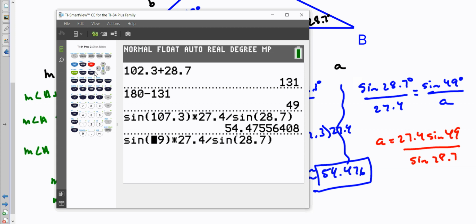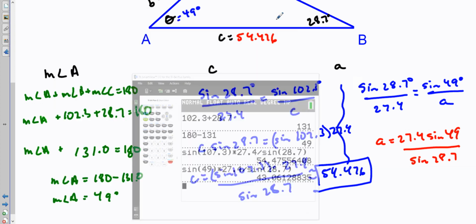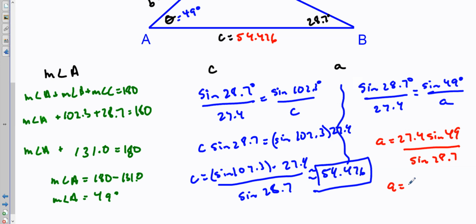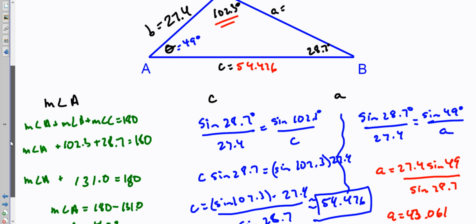Sorry, you're probably already done and you're not even watching this anymore, but that's okay. And then we have 43.063. So a equals 43.063, and that is our other value for a. And guess what? We just solved this oblique triangle. We solved the triangle. And that's how we do it, using the law of sines.